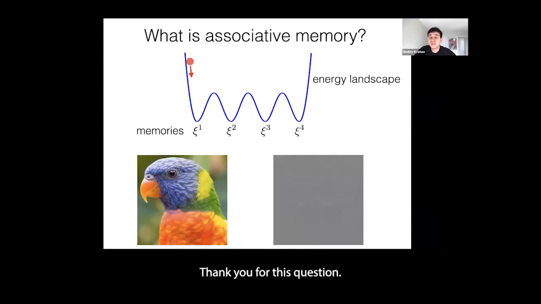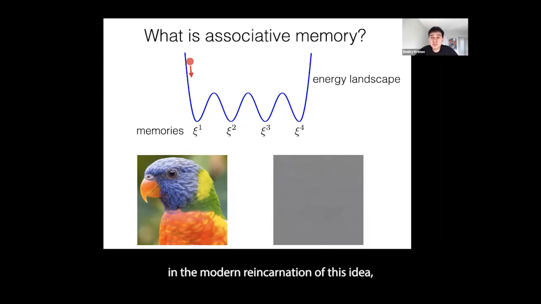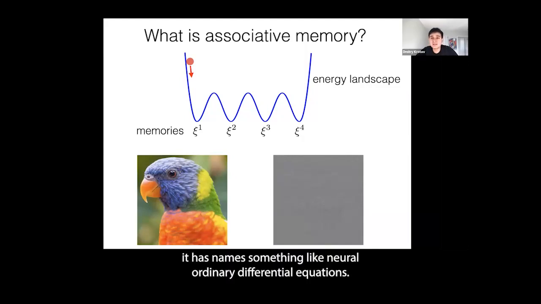Yes, thank you for this question. Fantastic question. Indeed, these networks are perfect for those systems. And this idea is actually quite old. In the old days, this used to be called recurrent backpropagation. Some people call it the Almeida-Pineda algorithm because it was introduced by Almeida and Pineda independently, around the early 90s. In the modern reincarnation of this idea, it has names like neural ordinary differential equations. Sometimes people call it deep equilibrium models, sometimes implicit layers.